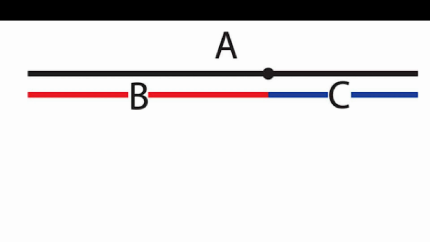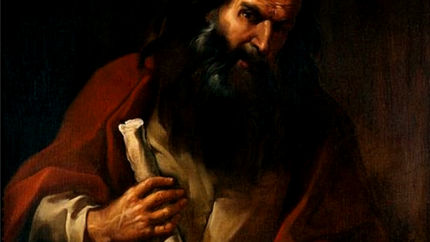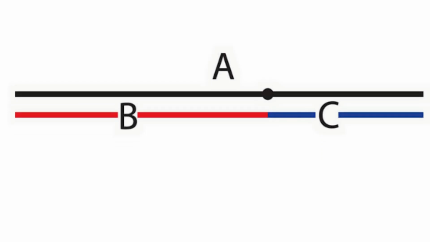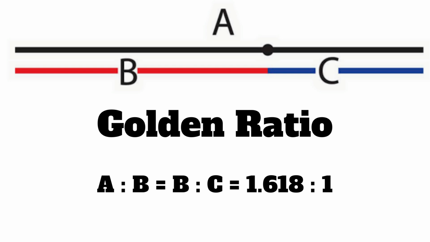No matter how you divide the line, the ratios of A to B and B to C are different, except for one special case. This special case fascinated the ancient Greek mathematician Euclid over 2,000 years ago. At this unique point, the ratio of A to B and the ratio of B to C are both equal to 1.618 to 1. This number is the golden ratio.